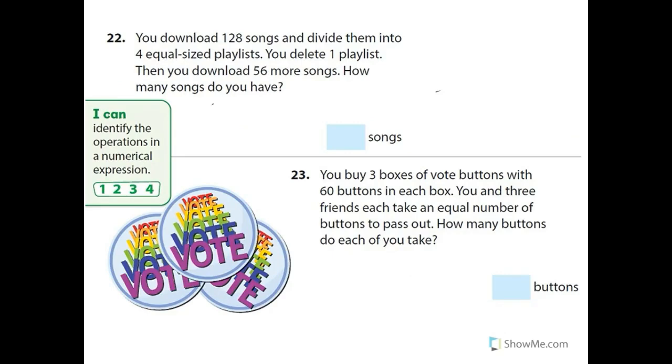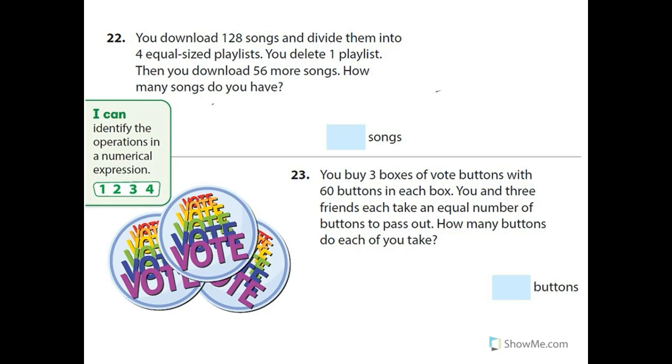Alright, so I'm going to do number 22 with you, and then you can do number 23 on your own. Number 22 is kind of convoluted and difficult, so I'll do that with you, and then 23 you can do it on your own. Alright, so you download 128 songs and divide them into 4 equal sized playlists. You delete 1 playlist. Then you download 56 more songs. How many songs do you have?